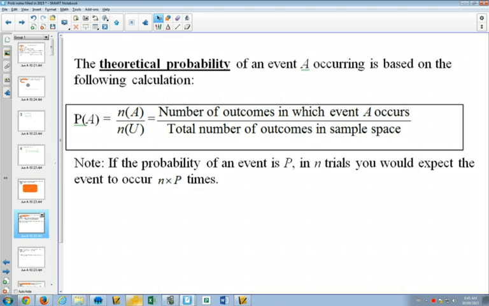So you've got number of outcomes in which event A occurs and total number of outcomes in a sample space.